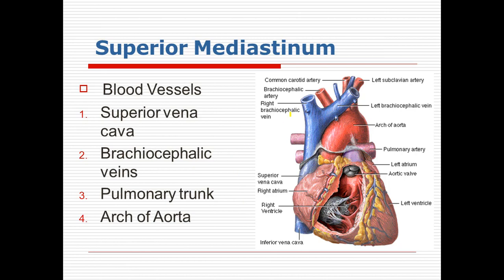Now contents of superior mediastinum, we divide it into different portions. First one is blood vessels. Blood vessels contain brachiocephalic veins, right brachiocephalic vein, left brachiocephalic vein. These two join to form superior vena cava. Here we have superior vena cava. Then we have pulmonary trunk. Here we have pulmonary trunk. This one also called as pulmonary artery. Then we have arch of aorta. So all these are contents of superior mediastinum.